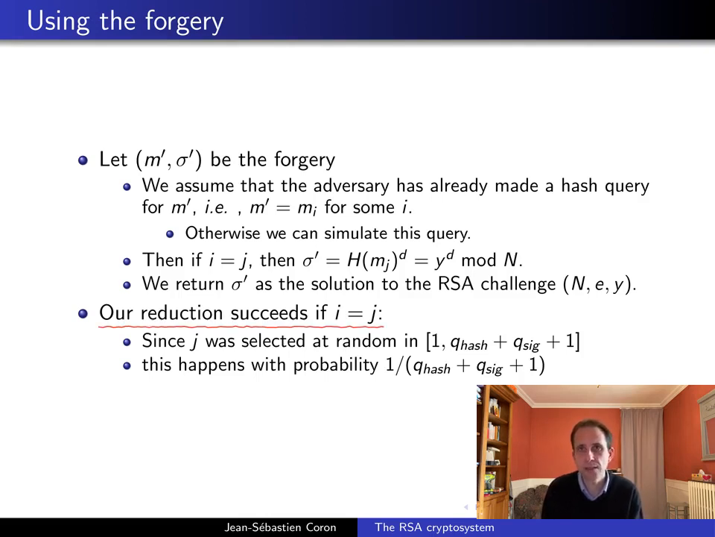So we see that our reduction, our algorithm, succeeds when we are lucky, when we have correctly guessed the index of the forgery, when i is equal to j. And since j was selected at random between 1 and QH plus QSIG plus 1, this means that we succeed with probability 1 over QH plus QSIG plus 1.